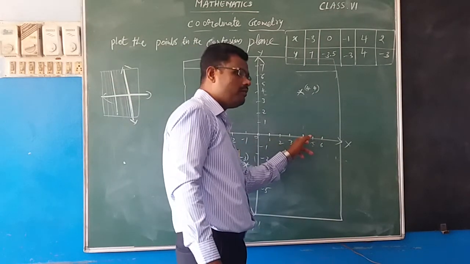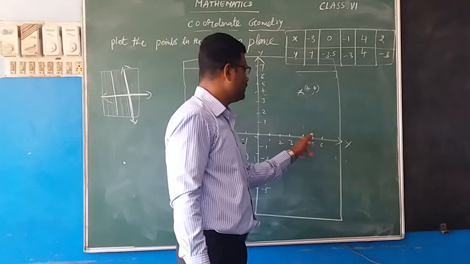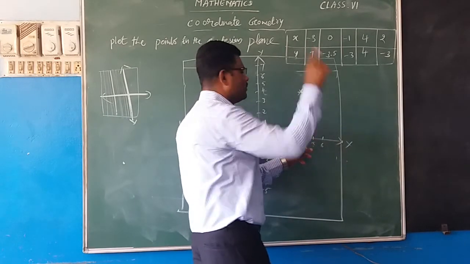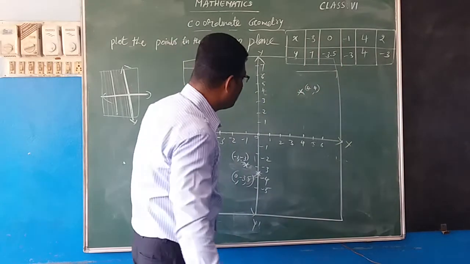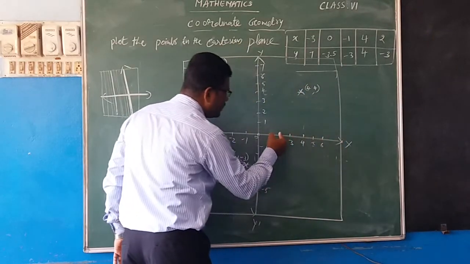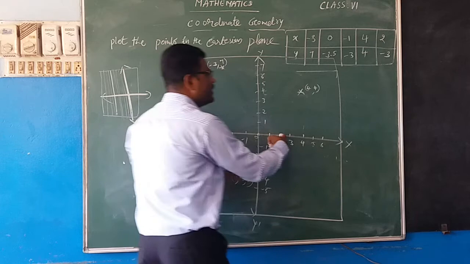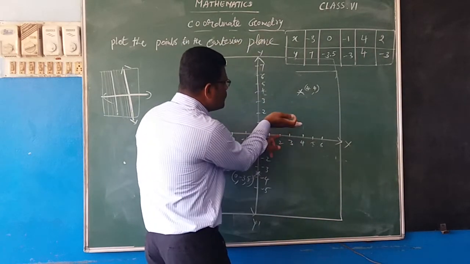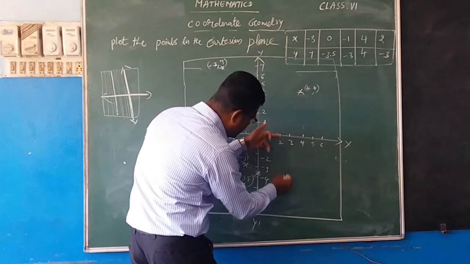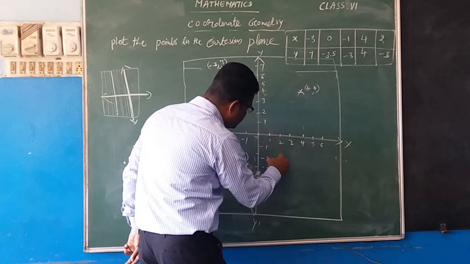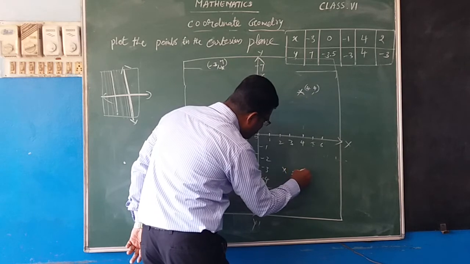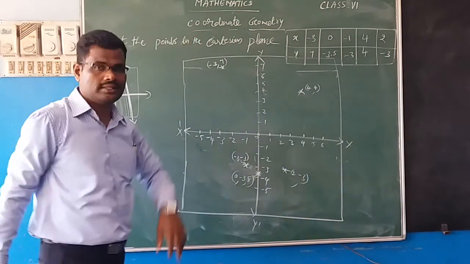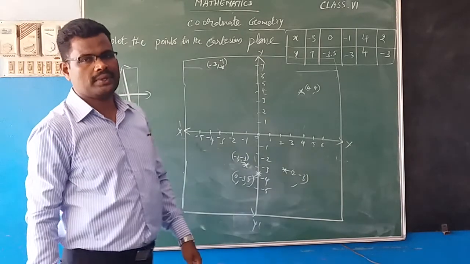X-axis 4. From there we need to start. How many steps upwards? 1, 2, 3, 4. Next is 2, -3. X-axis +2, y-axis -3. We need to come downwards. If it is plus values in the y-axis, upwards. Now downwards, 3 steps downwards. This is 2, -3. This is the way of plotting the points in the Cartesian plane.